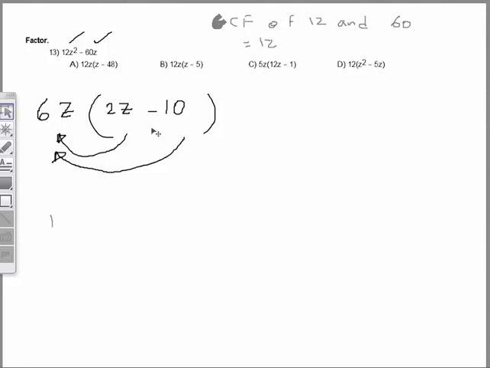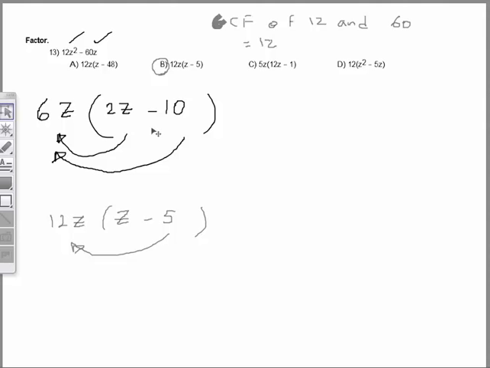So if I factor the 12z, what do I get here? Give me z here. And then what do I get here? What times 12 gives me 60? 5. 5? So 12z times (z minus 5) would be the right factor then, right? That would be b. Does that make sense?